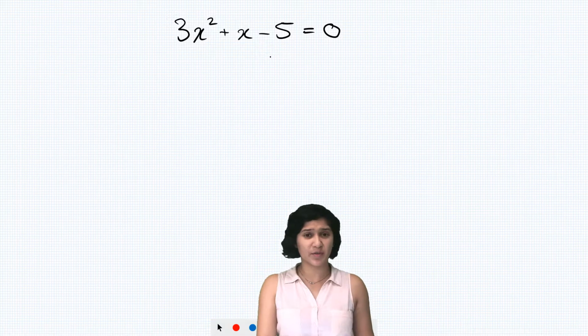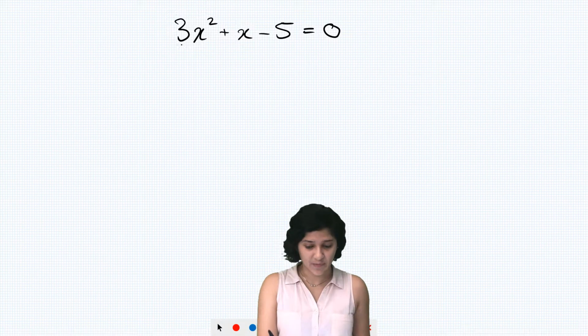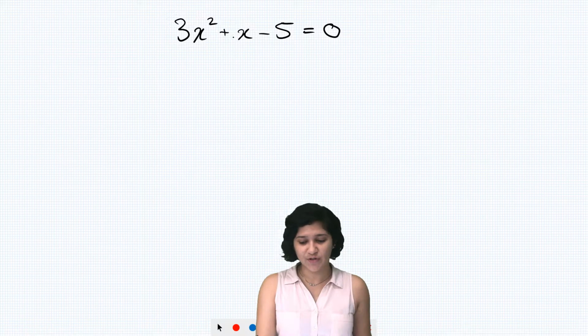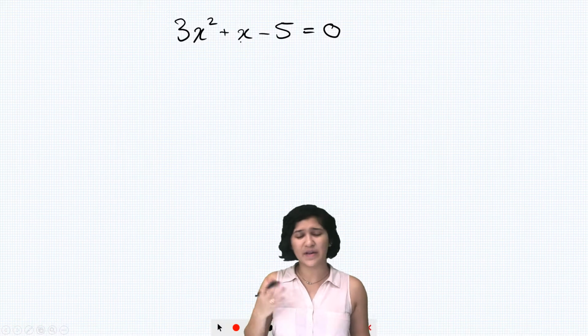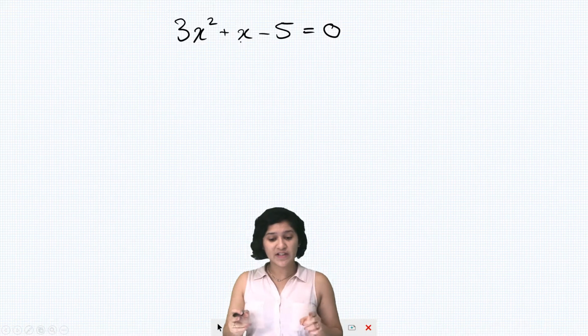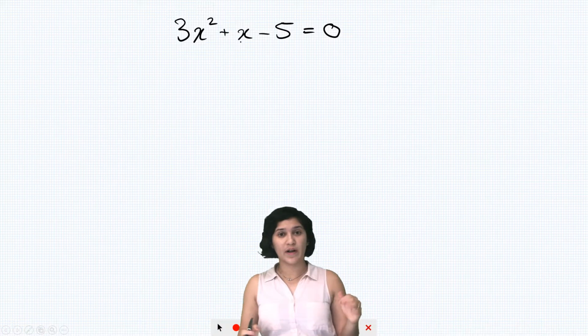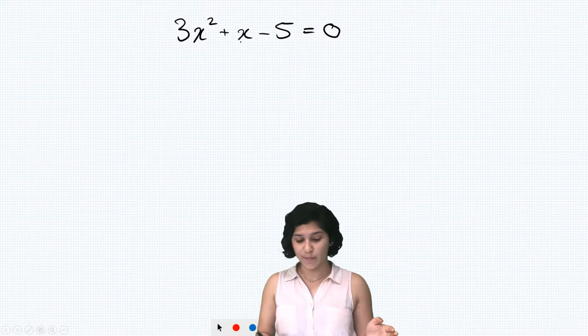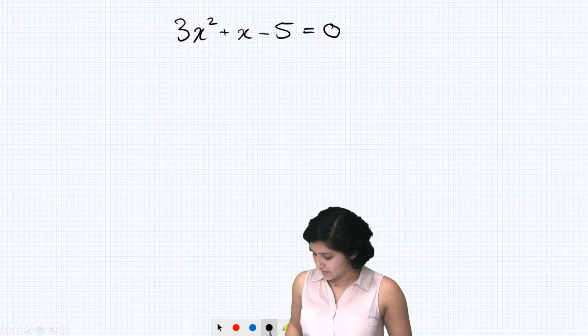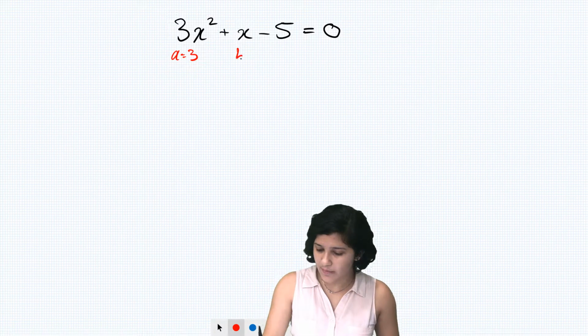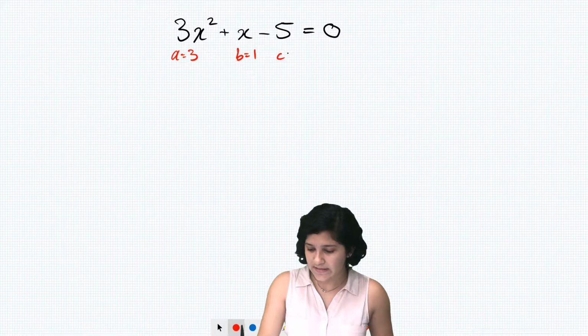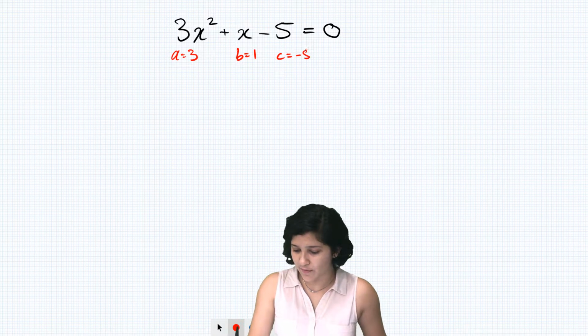I also don't want to do completing the square because I have a coefficient here, and I also don't have an even number here. So when I factorize this, it's going to be a third, and then dividing that by 2, it's just going to be a mess. So this is actually a really good example of when I would want to use quadratic formula. All right. So again, I start off with a equals 3, b equals 1, and c equals negative 5.